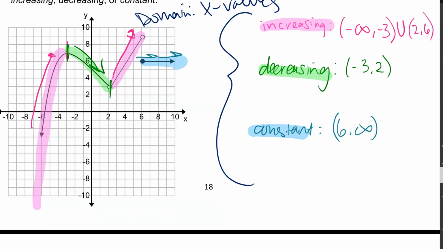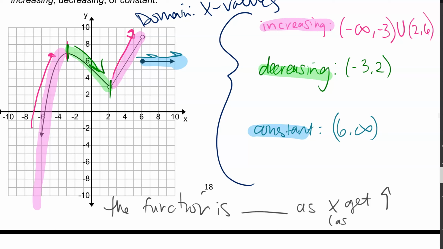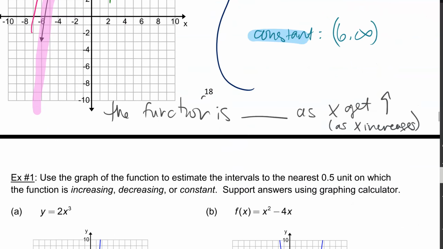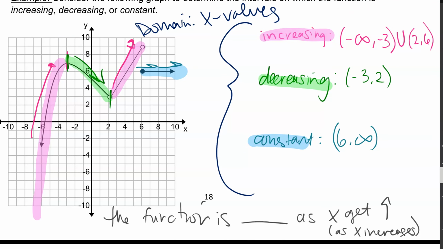Okay, so to put that in words, the highlighted portion would go in the blank here. The function is blank as x gets bigger, as in as x increases, as we go left to right. How do we feel about this? We're going to have more examples. I think the whole next page is examples.